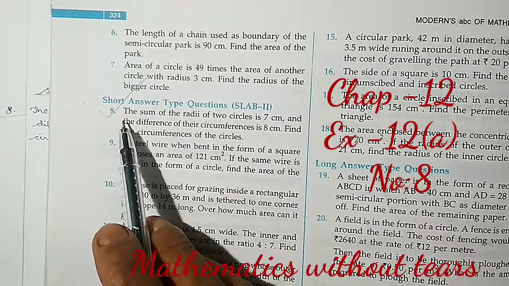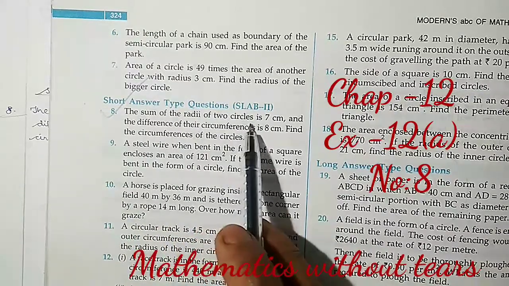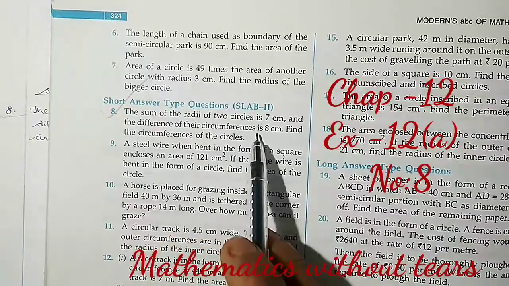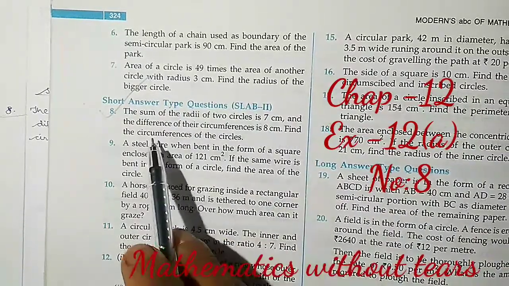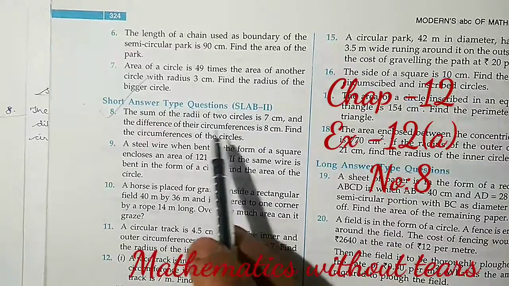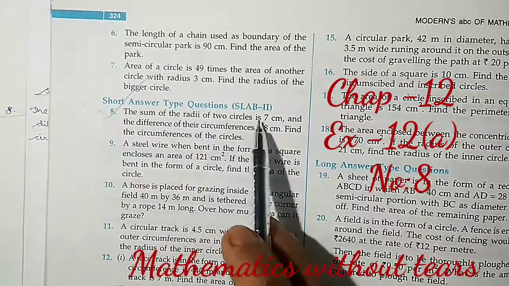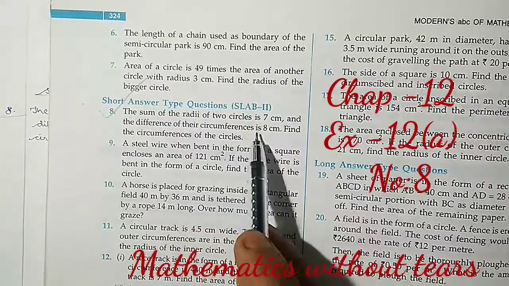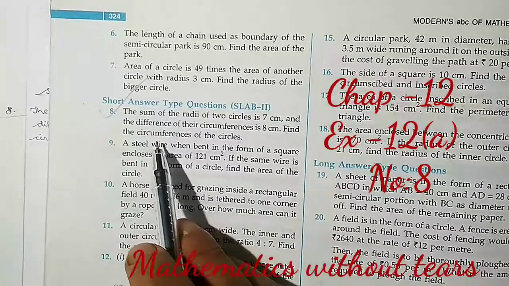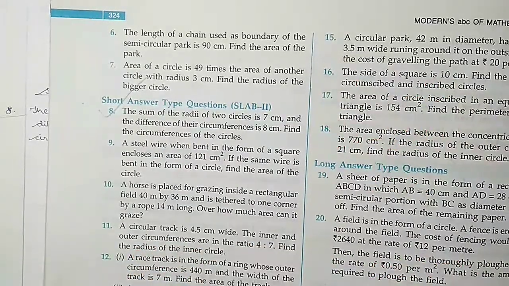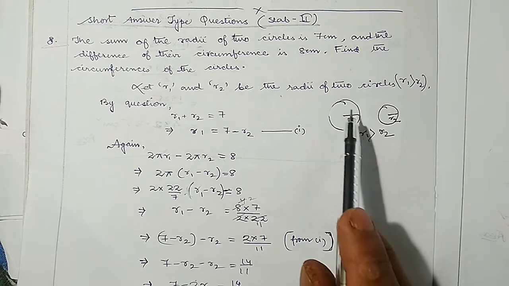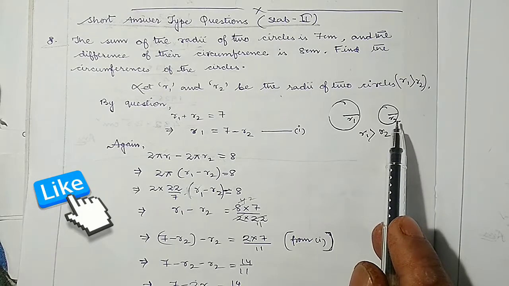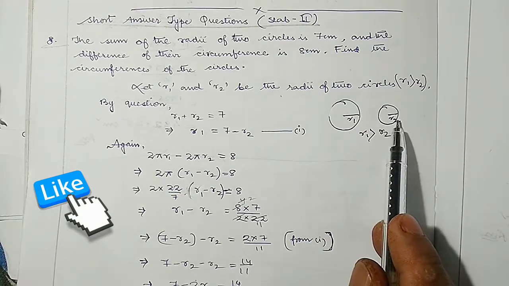In question number 8 it is given that the sum of the radii of two circles is 7 cm and the difference of their circumferences is 8 cm. Find the circumferences of the circles. So that means two circles are there, 7 cm is the sum of the radii of the circles, and the difference of their circumferences is 8 cm, and we have to find the circumferences of the circles. Suppose this is the first circle whose radius is r1 and this is the second circle whose radius is r2, and r1 is greater than r2.